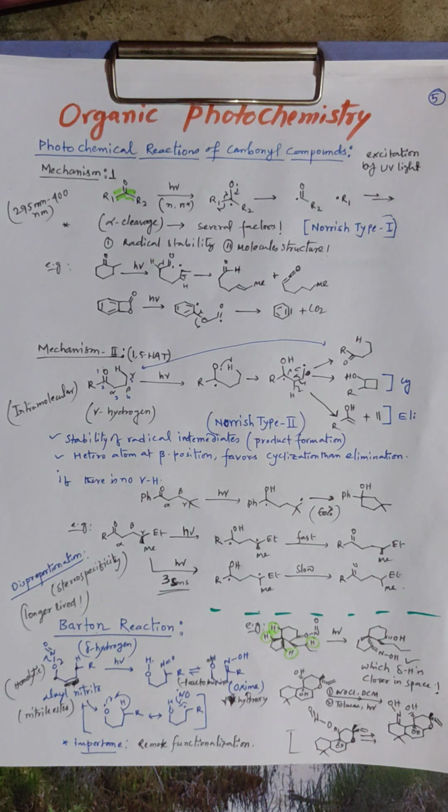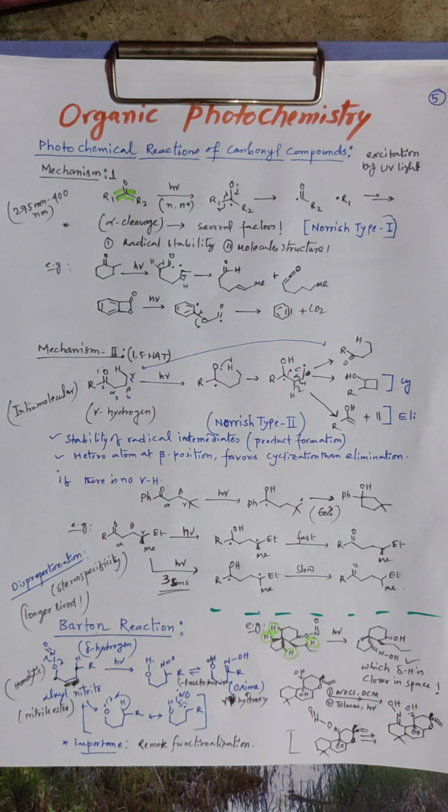Hi guys, in our previous video we discussed the photochemical cycloaddition reactions of different organic molecules, like cycloaddition reactions of alkene with alkene, alkene with enone, and enone with allenes. Also we have discussed the di-pi-methane reactions. Now we will discuss the photochemical reactions of carbonyl compounds.